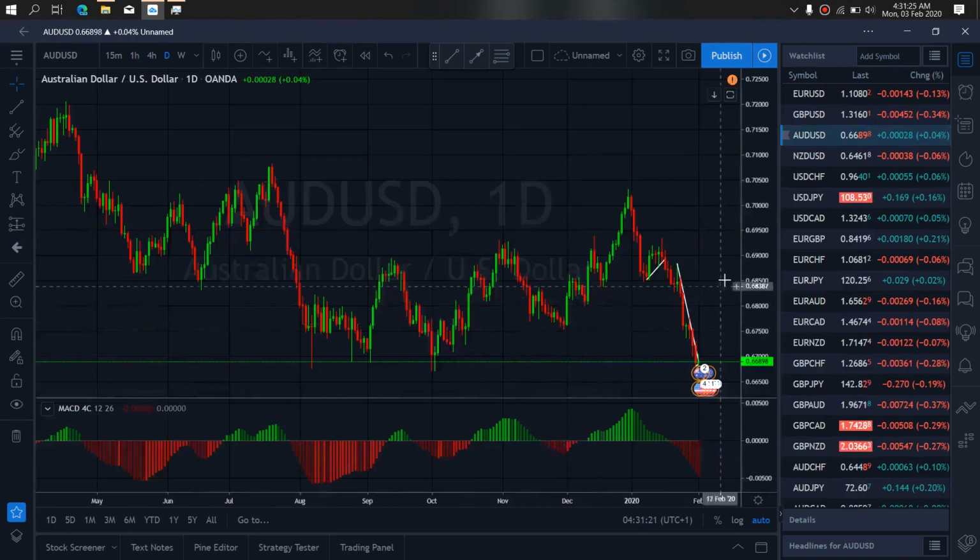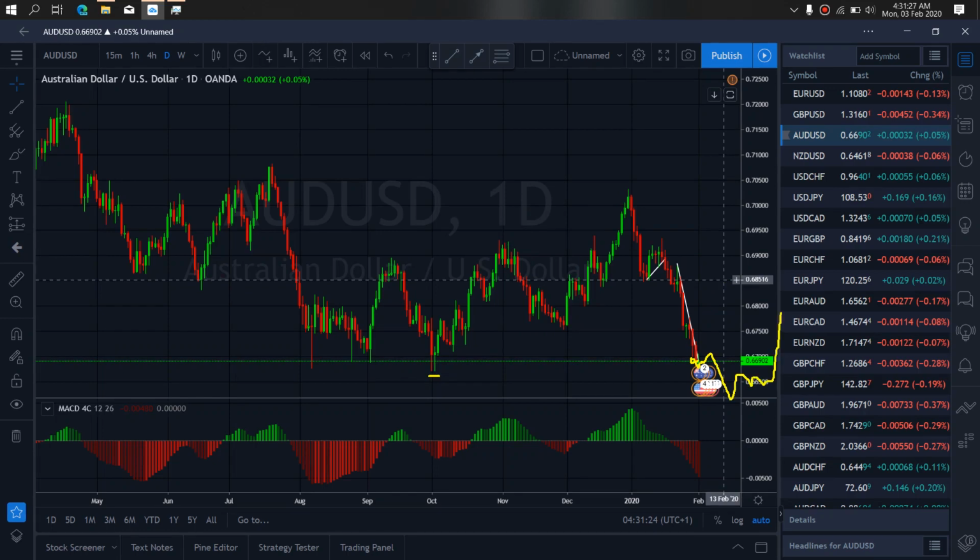On Aussie Dollar for this week, Aussie Dollar is presently attempting to retest this daily low here. We expect that this week they will retest that low and then start an up move to the upside. This is what we expect from Aussie Dollar this week.